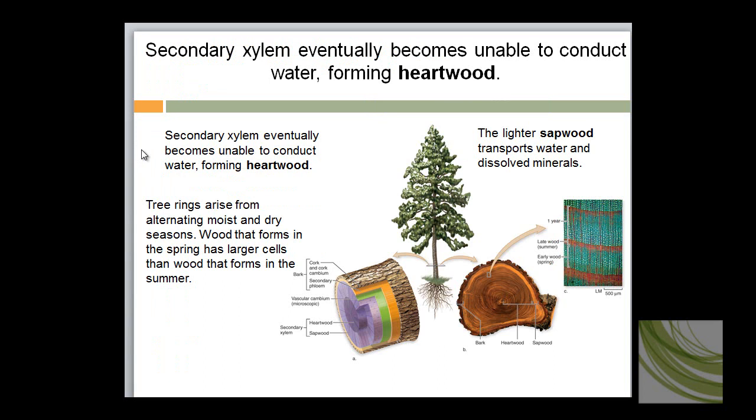Secondary xylem eventually becomes unable to conduct water, forming heartwood. It basically fills up with sap. Tree rings arise from alternating moist and dry seasons. Wood that forms in the spring has larger cells than wood that forms in the summer. The lighter sapwood, which tends to be out towards the periphery, transports water and dissolved minerals.